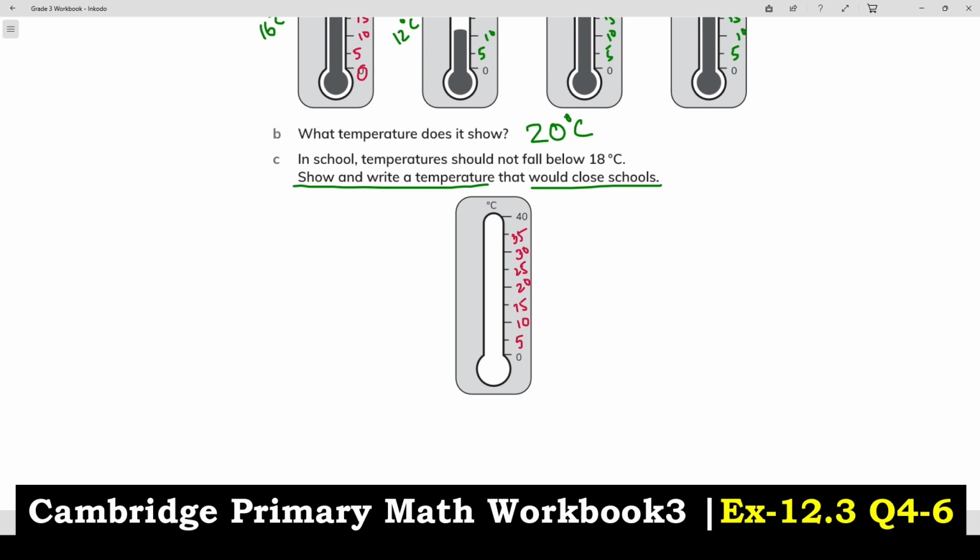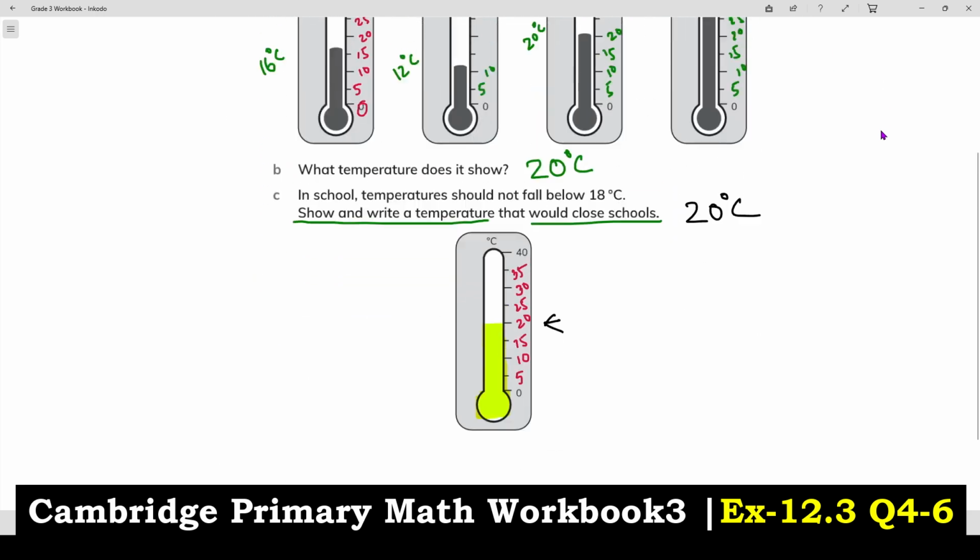So our target is to make this one should not fall below 18 degrees Celsius. So it should be over 18 degrees. We can consider this one is 20 degrees, right? It's a good temperature, 20 degrees. We can mark like this. So our answer to show and write a temperature that would close the school: the answer is 20 degrees Celsius, and here is the mention. Okay. So number 5 done.